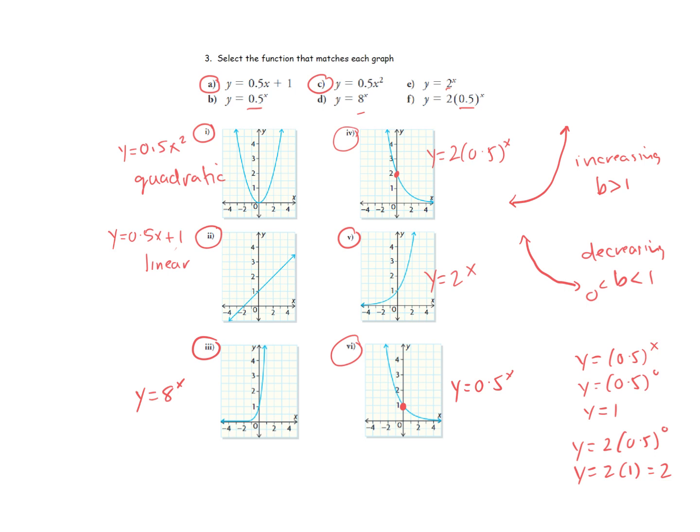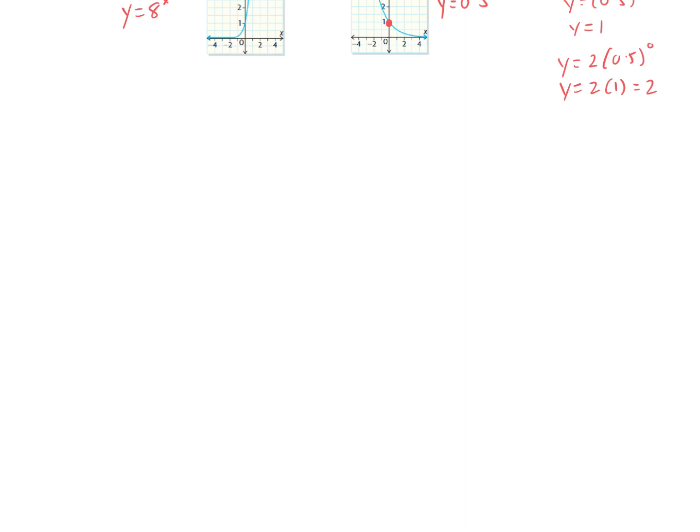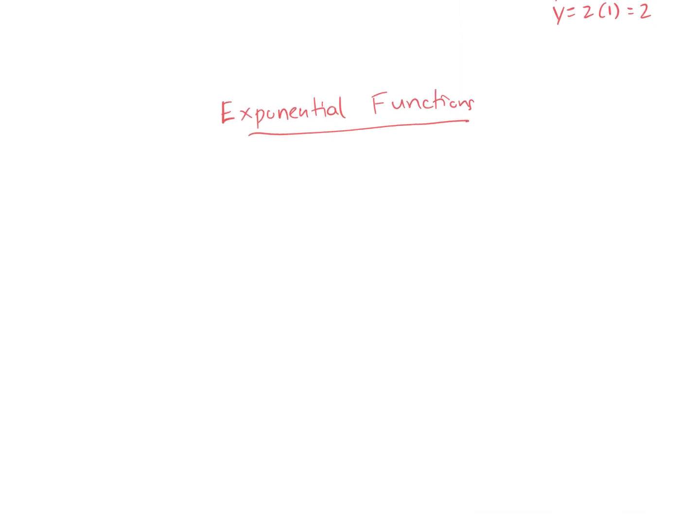Okay, so just to recap or summarize, graphs of exponential functions all have the same shape. So if the base is a positive number, it will be an increasing function. And they're always ab to the x. B will be greater than 1. It will be a positive number greater than 1.